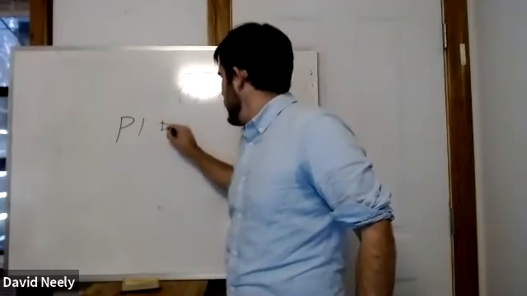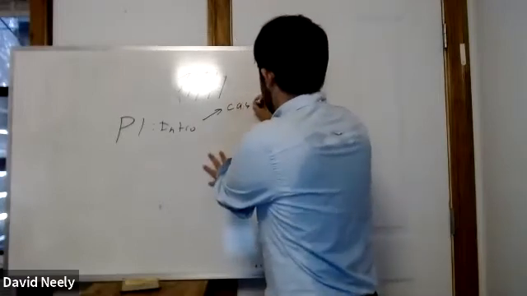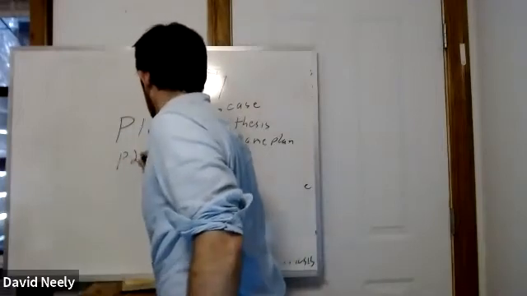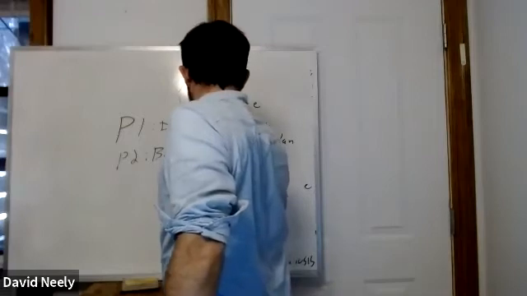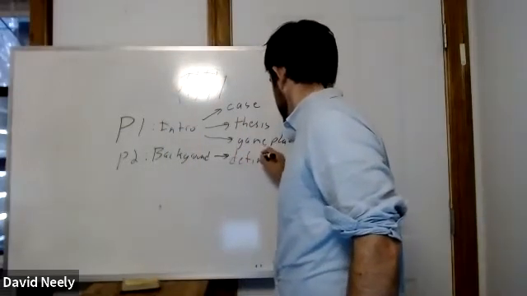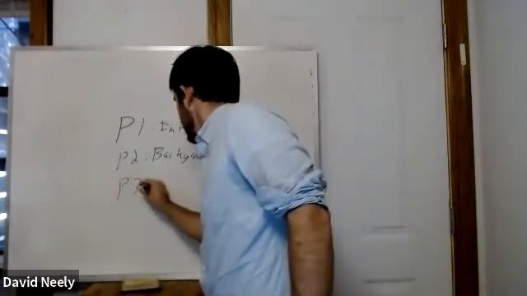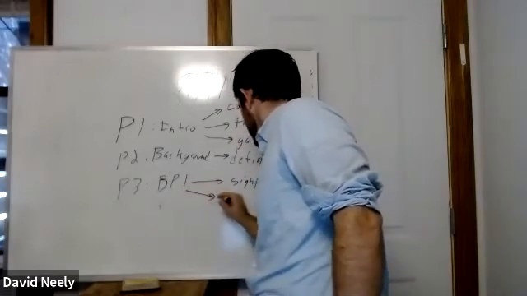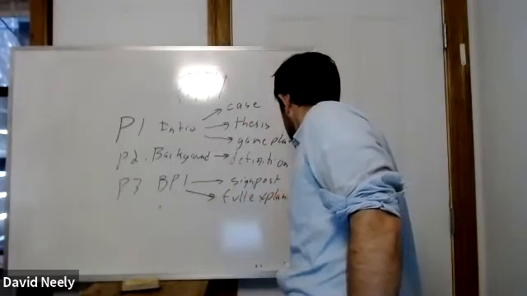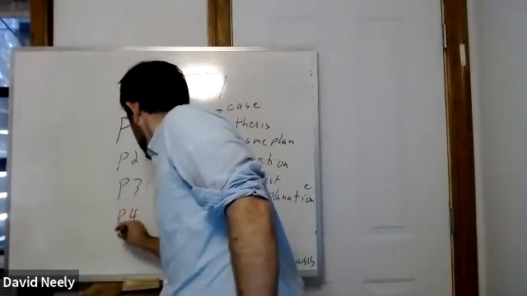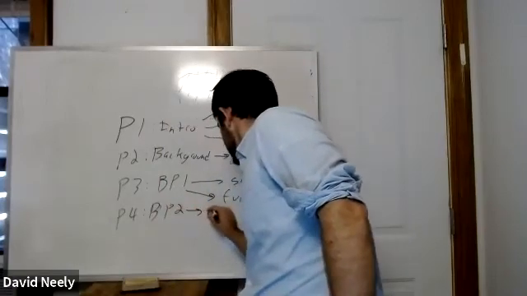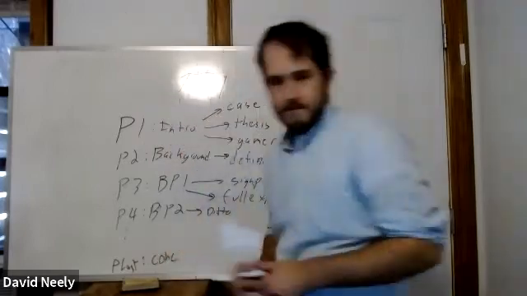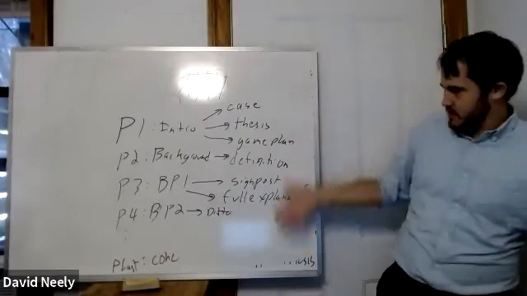Paragraph 1, intro: case, thesis, game plan. Paragraph 2, background: definitions. Paragraph 3, body paragraph 1: signpost, full explanation. Paragraph 4, body paragraph 2, ditto. Paragraph last, conclusion. I'm not going to erase it all. This is basically going to be the overall structure of your paper.